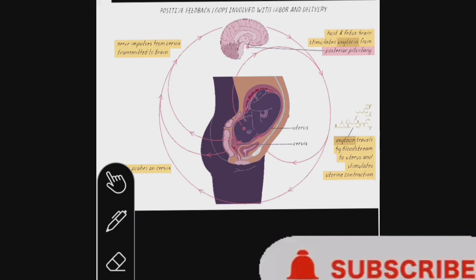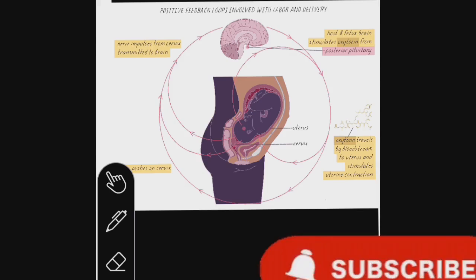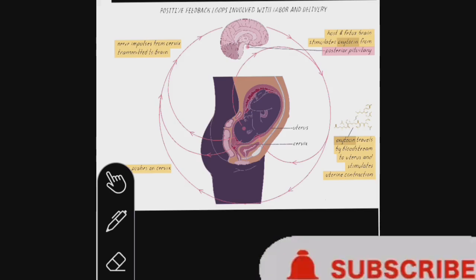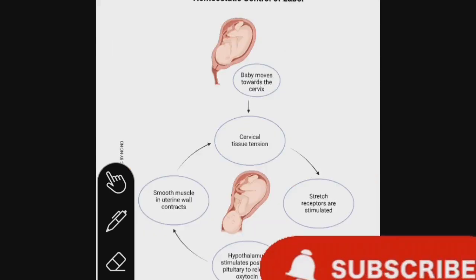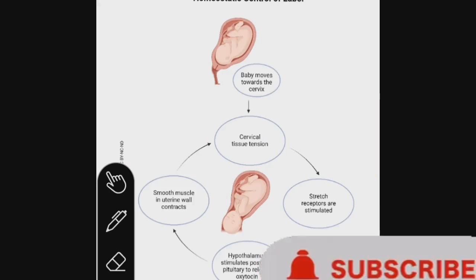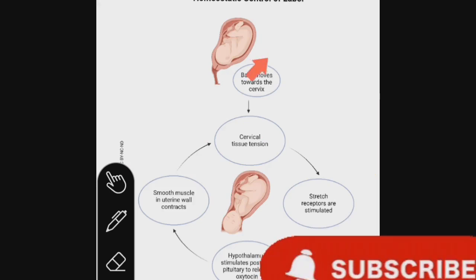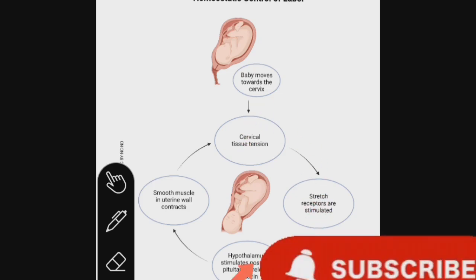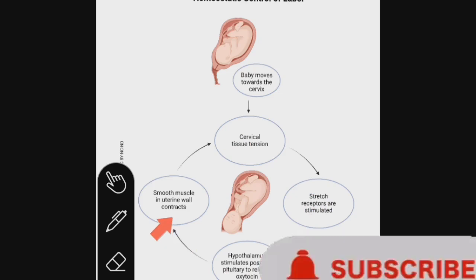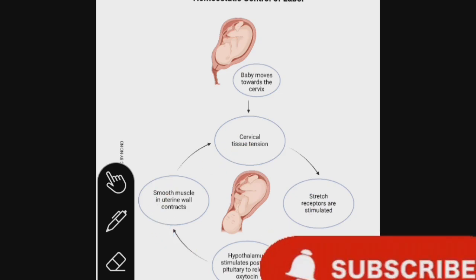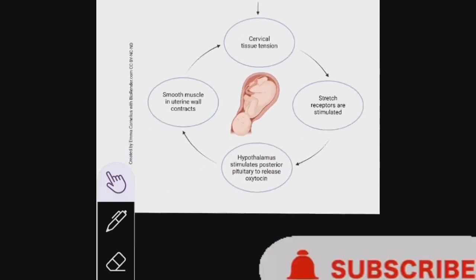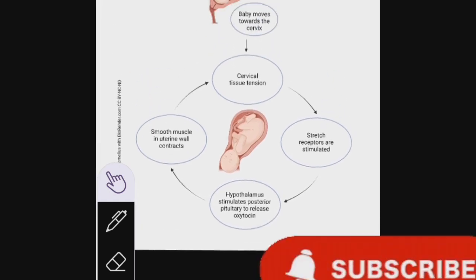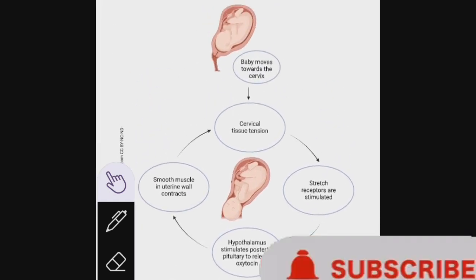This is positive feedback and is very important. So we see the same sequence again. The baby moves towards the cervix here, right? Then stretch receptor stimulated, hypothalamus, smooth muscle, cervical contraction. So it happens, you see it all over here again, right? So take note of all these important parts.